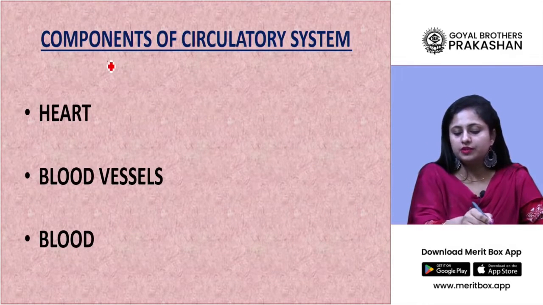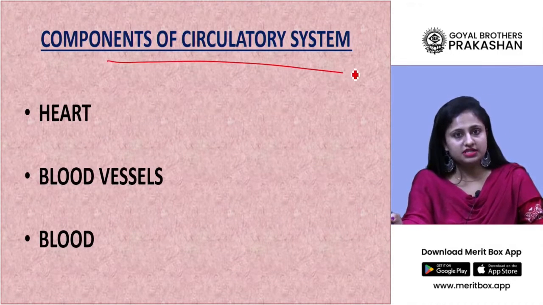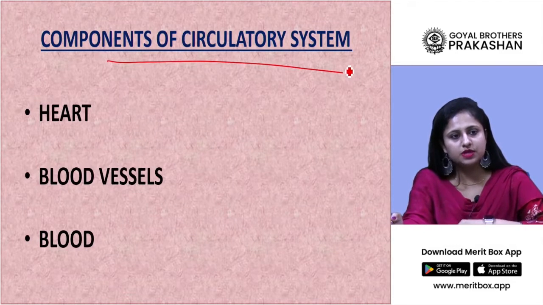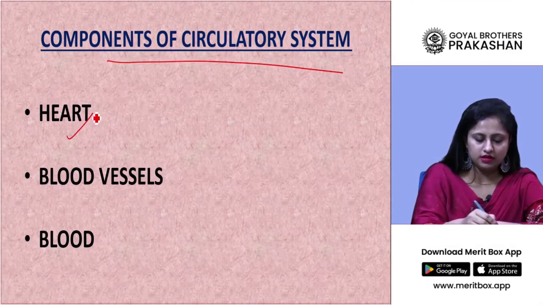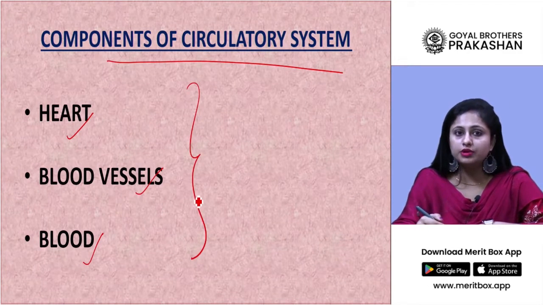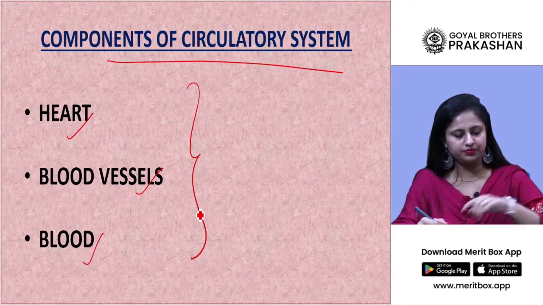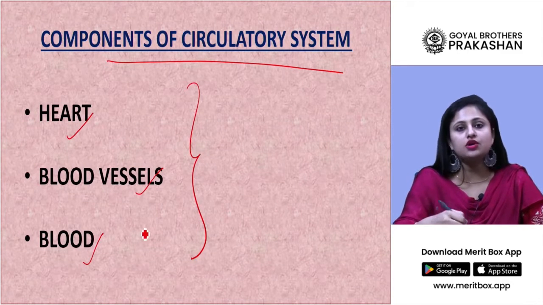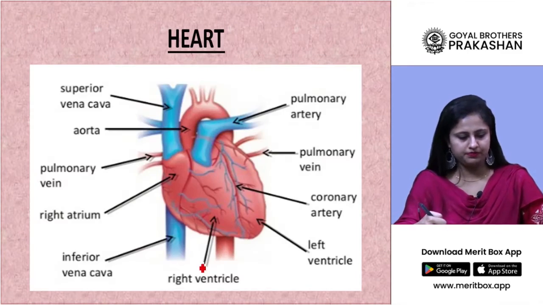Next, come to the components of circulatory system. So basically our circulatory system is made up of three things: heart, blood vessels and blood. These are the three main components of circulatory system. So let's discuss each of them in detail one by one.